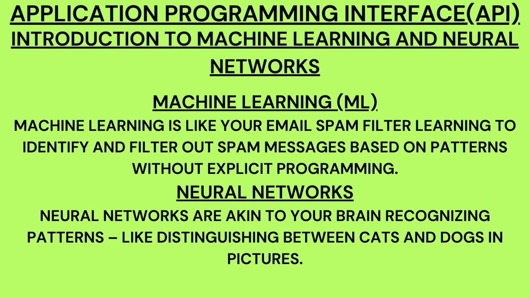Introduction to machine learning and neural networking. Machine learning is like your email spam filter, learning to identify and filter out spam messages based on patterns without explicit programming. Neural networks are akin to your brain recognizing patterns, like distinguishing between cats and dogs in pictures.